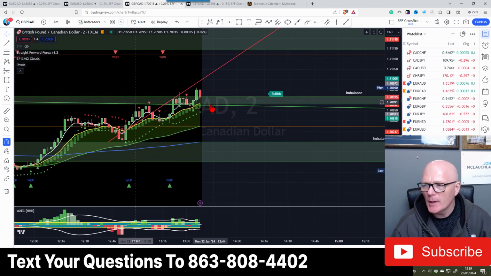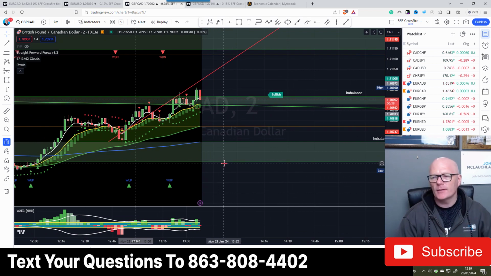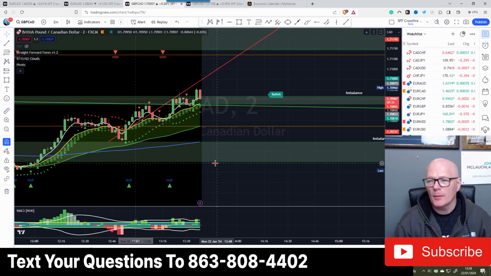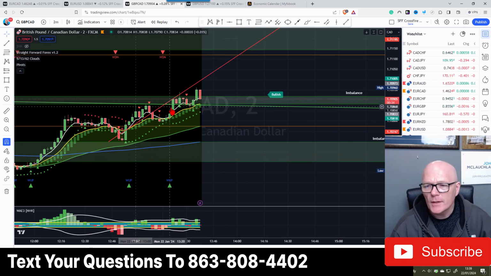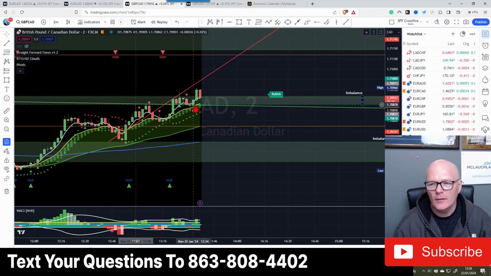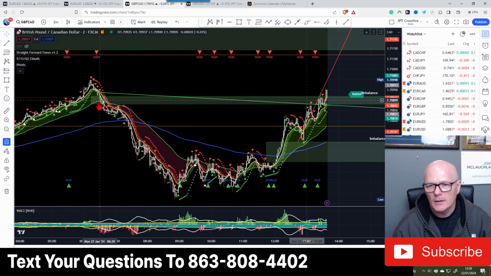So this imbalance has been mitigated, and quite often we find that the top and the bottom of imbalance can act as support or resistance depending on what's happening with price. You can see it pretty much smashed all the way through that, so that's been mitigated. We'll leave that on for now.